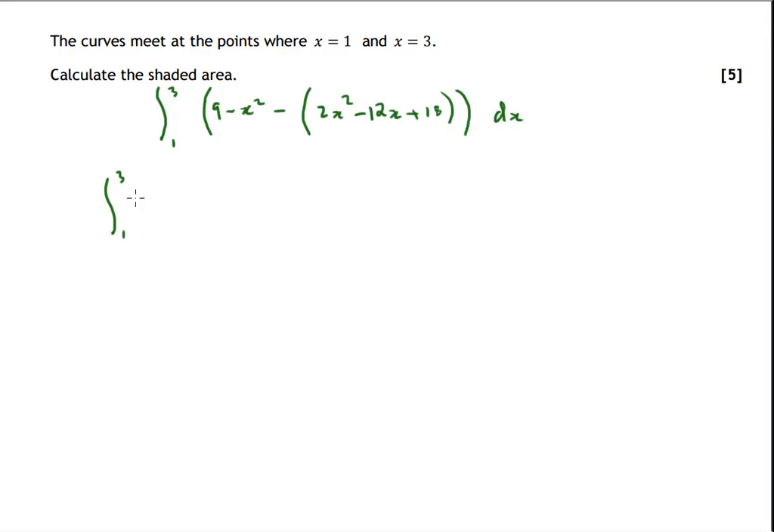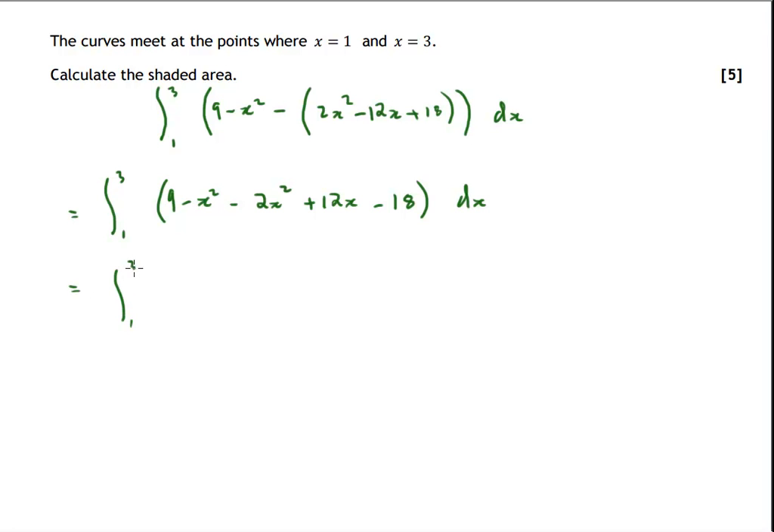So the integral between 3 and 1 of 9 take x squared take 2x squared. You can see if we'd missed out the brackets here, you might end up with a negative 12x, but actually that should be a plus 12x because of the negative in front of the bracket, and we end up with a minus 18. All still in a bracket, don't forget the dx. Slowly but surely we're getting there. Let's join these things up with an equal sign.